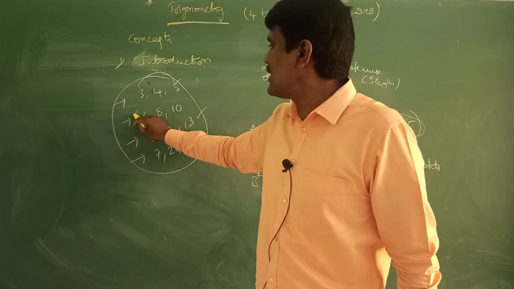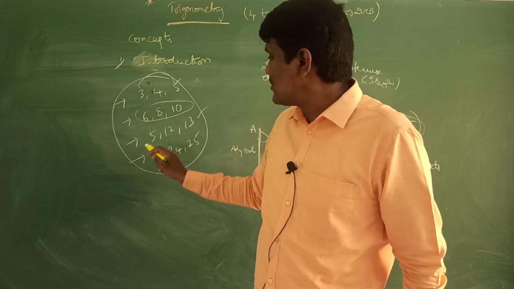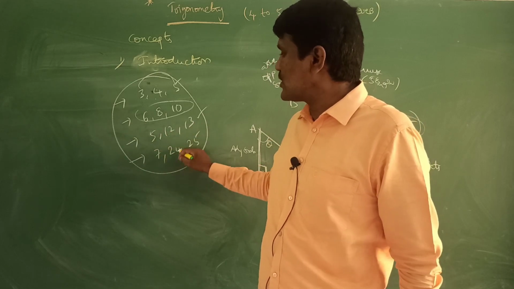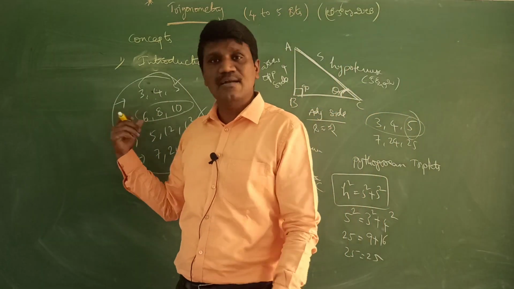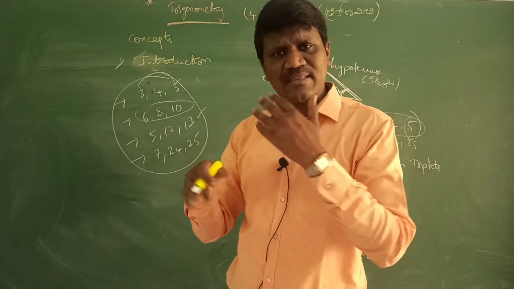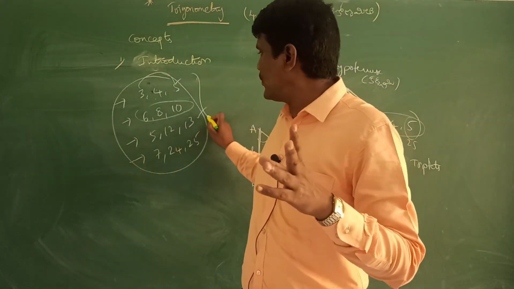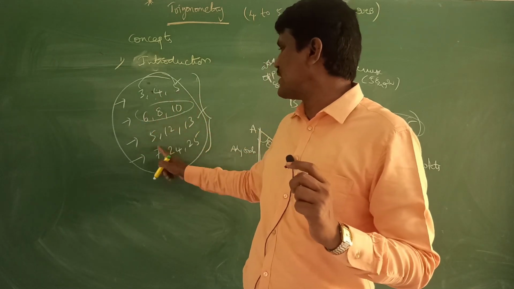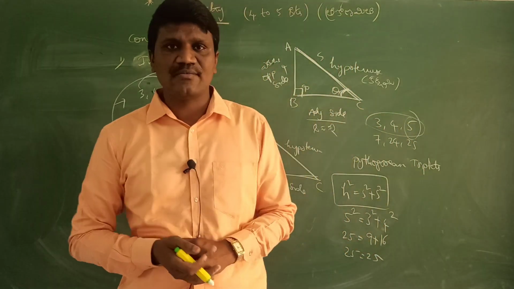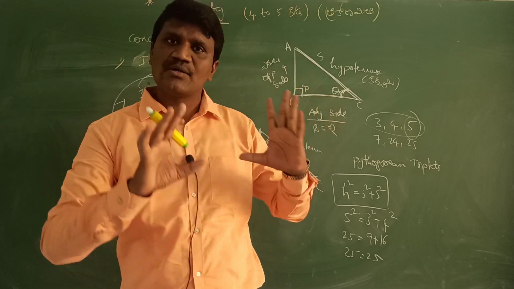Like that, definitely these are called Pythagorean triplets: 5, 12, 13, 7, 24, 25. So remember students, these are called Pythagorean triplets. There are so many Pythagorean triplets, but for our polyset examination, we need only these: 3, 4, 5, 6, 8, 10 and 5, 12, 13, 7, 24, 25. So this is the introduction to trigonometry.